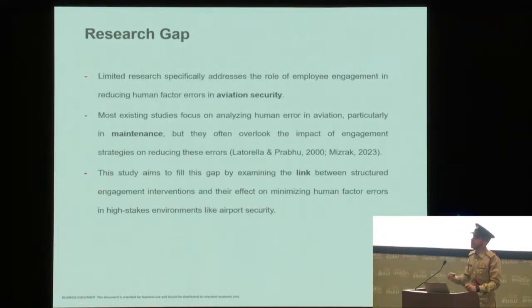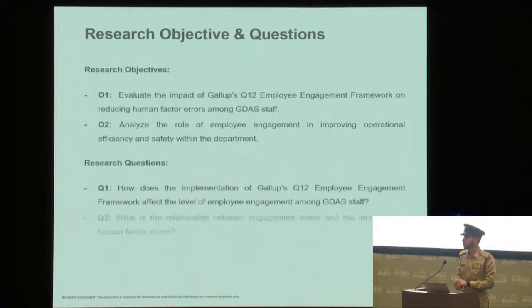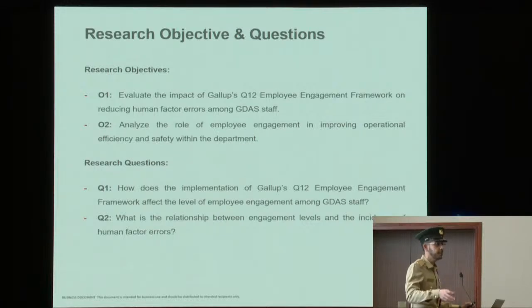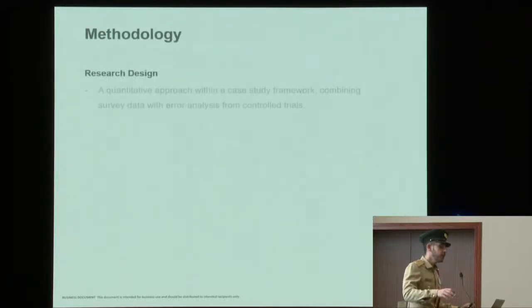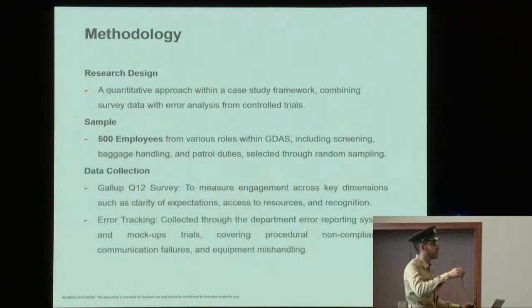There was limited research in regards to human factor errors in relationship to the security perspective when it comes to the aviation industry. And this is what we tried to target. This is what we tried to answer in regards to our objectives and our questions. So we took 2 different kinds of methodologies. We would like to thank Gallup. Gallup gave us their methodology, and we started using it. We got approval from them to use their Q12 questions to check employee engagement in the workplace.